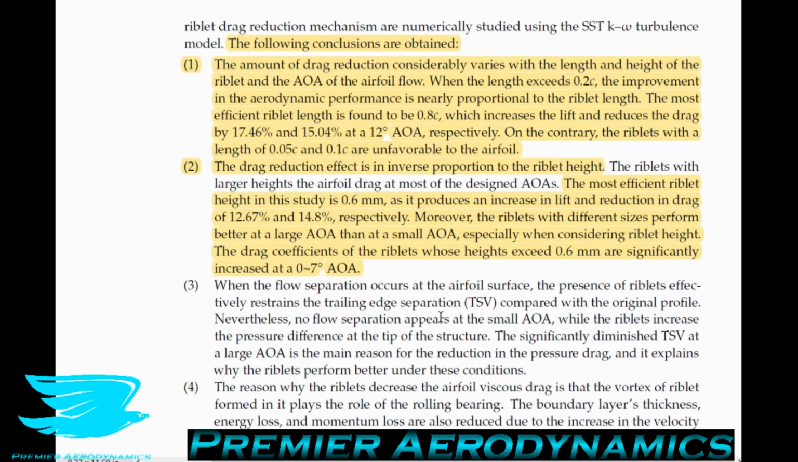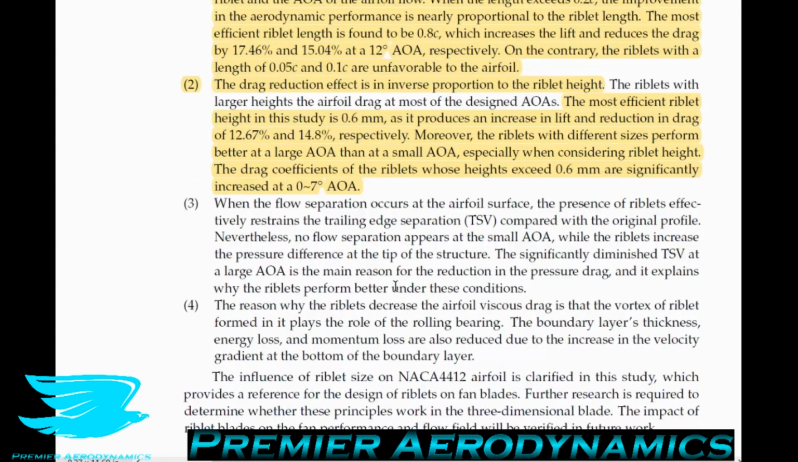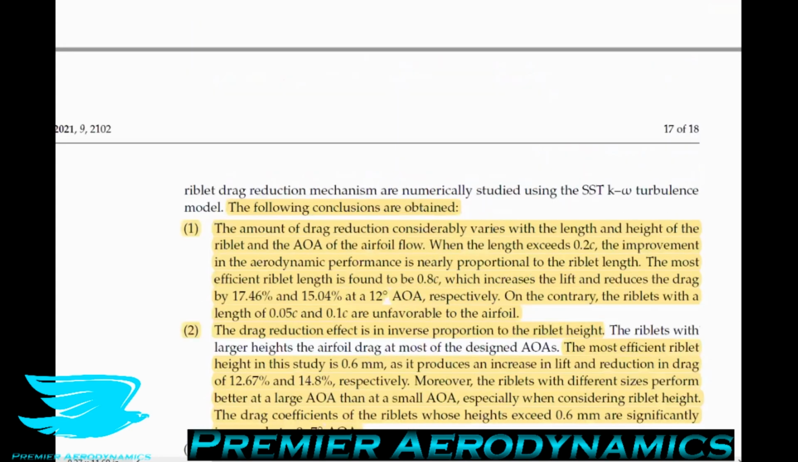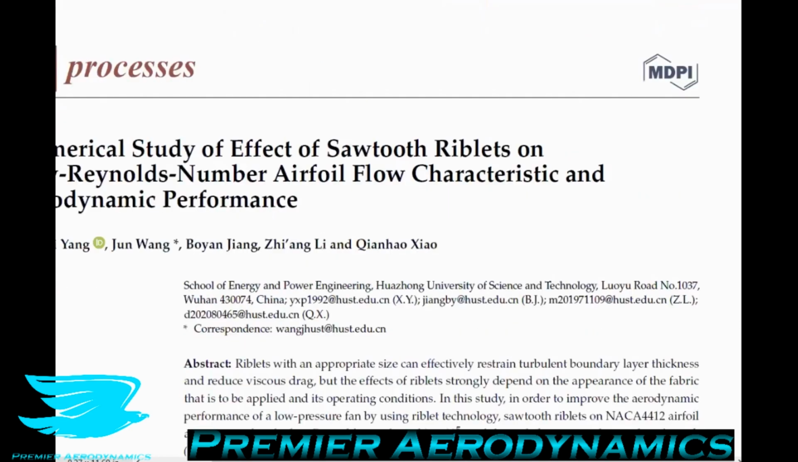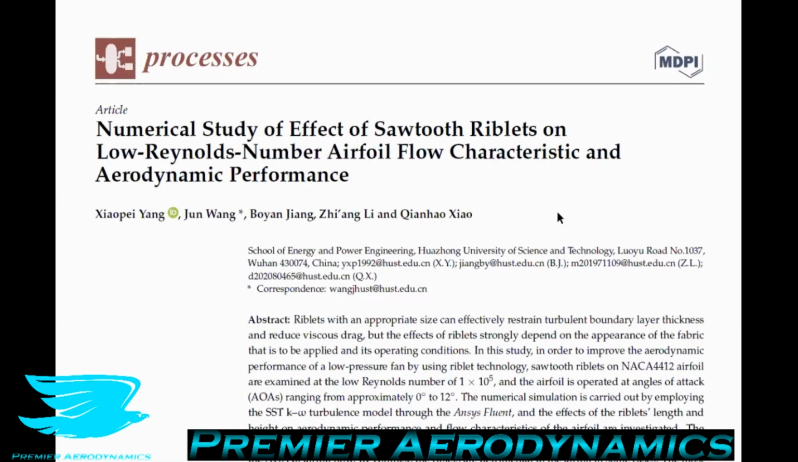Moreover, the riblets with different sizes perform better at large angles of attack than at small angles of attack, especially when considering the riblet height. The drag coefficients of the riblets whose heights exceed 0.6 millimeters are significantly increased at angles of attack below 7 degrees, but they are significantly reduced above that. So, that's the end of this paper, and I thought it was really good. They did a really good job on their CFD. They did a really good job analyzing their results and presenting them.